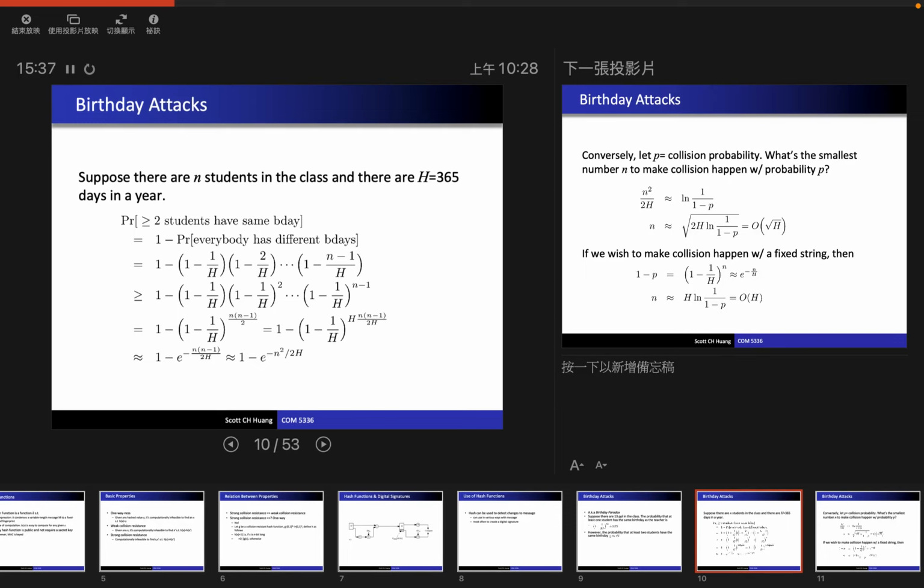Let's take a look. So suppose there are n students in the class. Let's talk about a birthday attack. There are n students in the class, and we're talking about the probability that two students share the same birthday. The number of days in a year, suppose, is 365. And then we calculate this probability. So it's high school math.